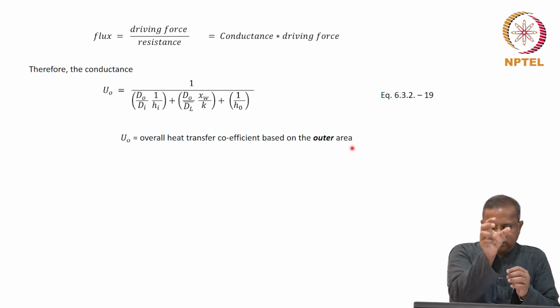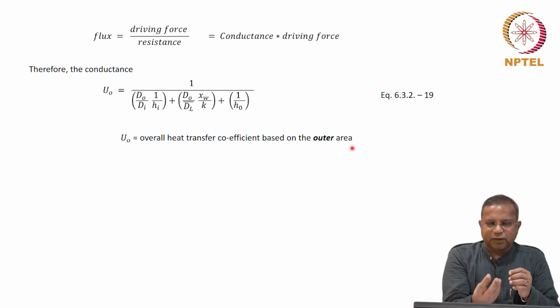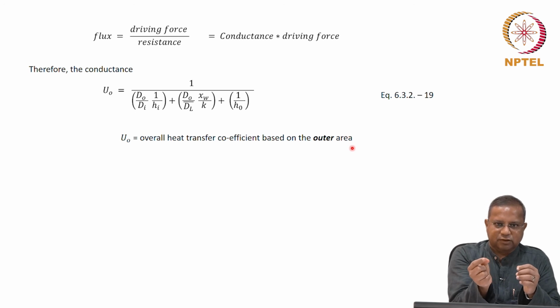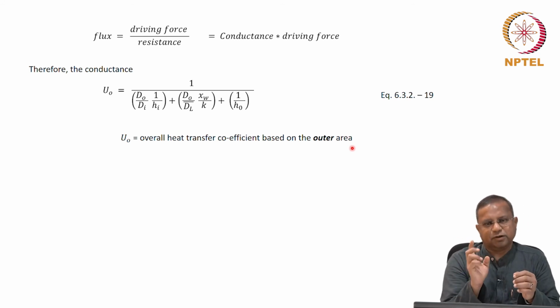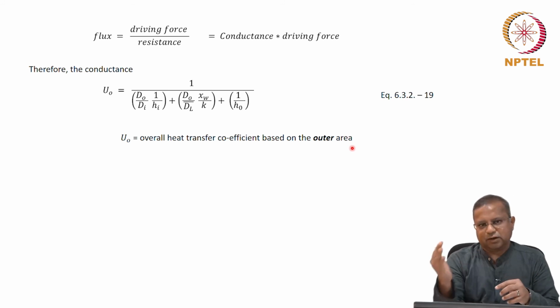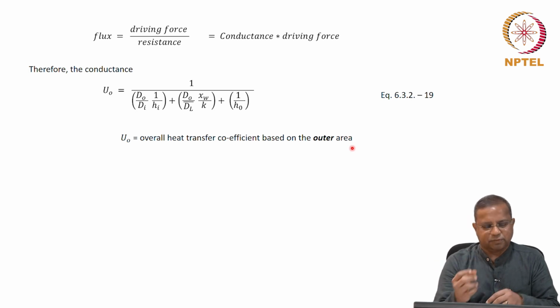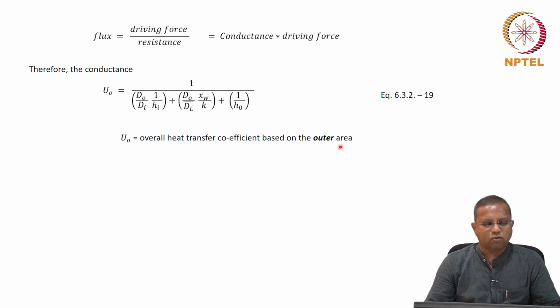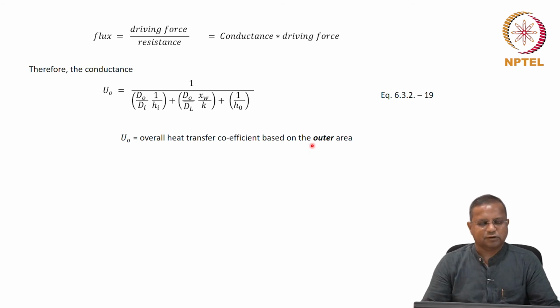Why? Because you have a pipe. This is a physical pipe. A physical pipe has a certain thickness. So, there is an inner diameter and there is an outer diameter for the inner pipe alone. So, you can have an area based on the inner diameter of the inner pipe and an area based on the outer diameter of the inner pipe. So, this overall heat transfer coefficient UO is based on the outer area of the inner pipe, because we have normalized with respect to the outer area.